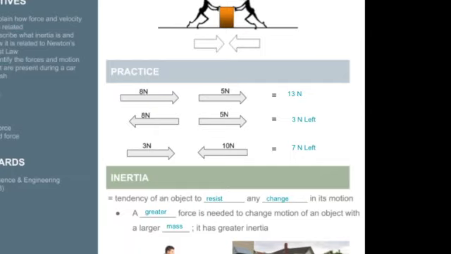And then our last one, we have 3 newtons to the right, 10 to the left. Because they're in opposite directions, we're going to subtract. So I'm going to do my largest one first. 10 newtons minus 3 newtons will give us 7. And because our larger force is 10 newtons to the left, our net force is going to be 7 newtons to the left.